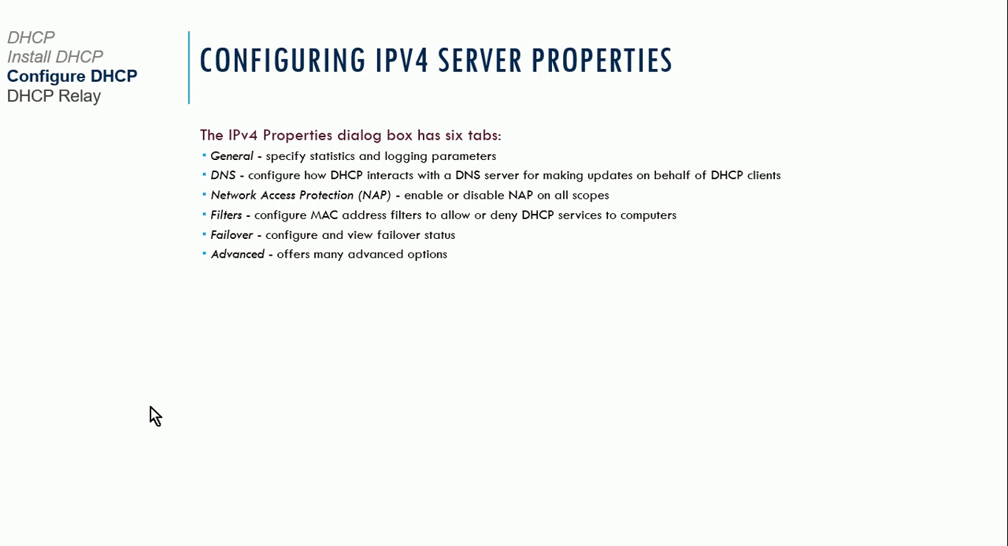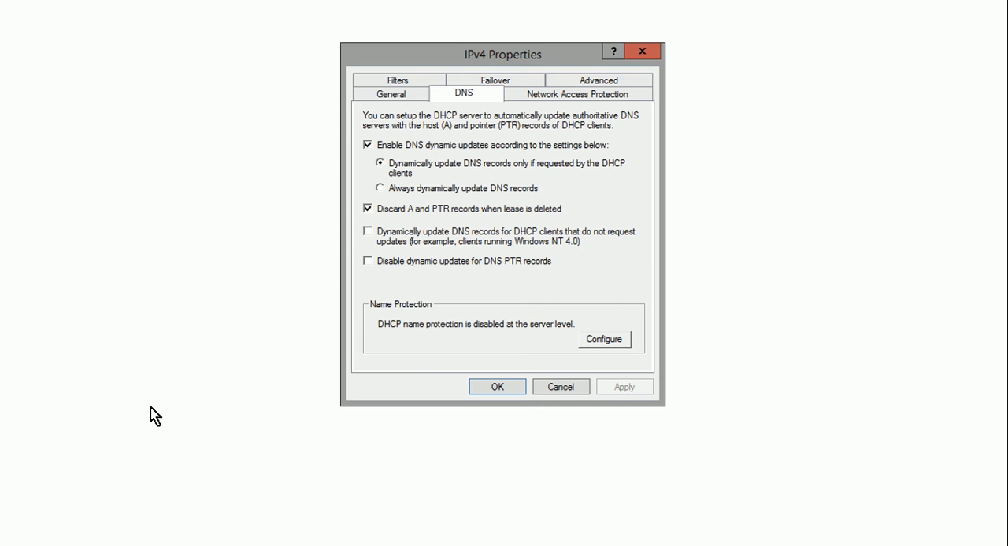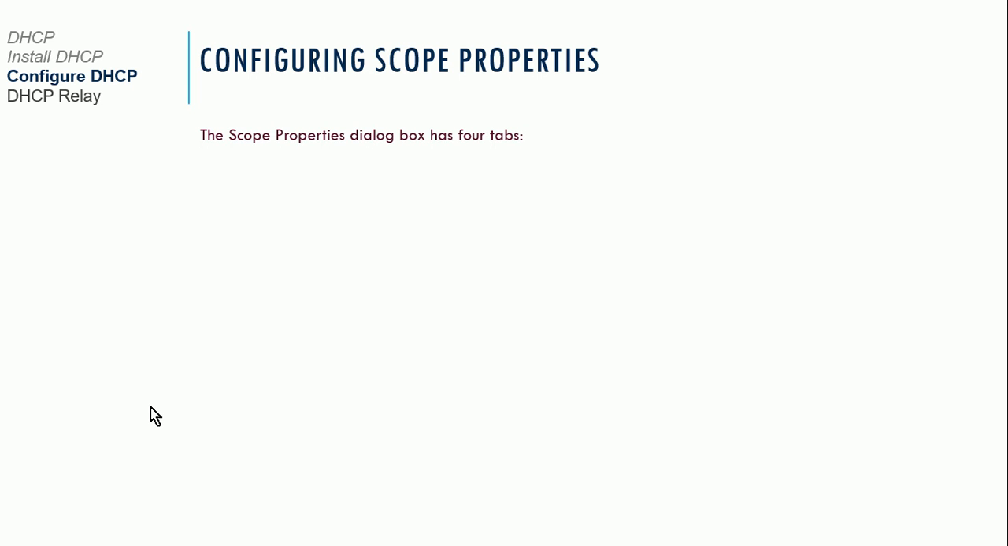Network Access Protection enables or disables NAP on all of your scopes. Filters are for configuring MAC address filters, so maybe certain MAC addresses aren't able to get DHCP. Then there are failover options, and some advanced options that you can configure. And this is what that dialog box looks like. It pretty much looks like any other dialog box in Windows, right?